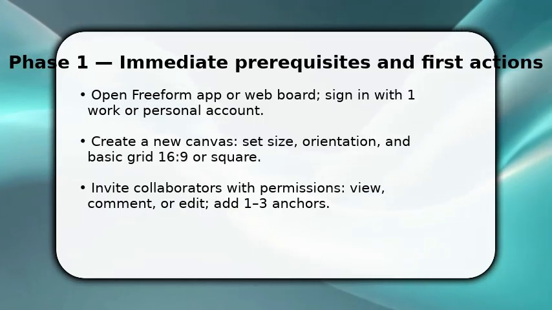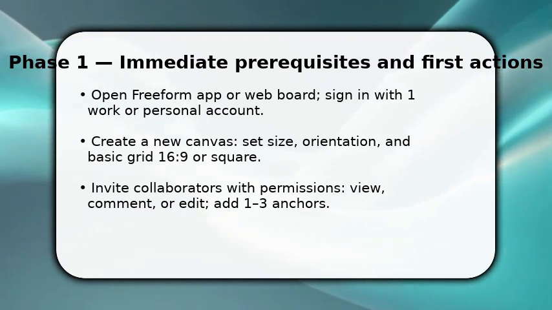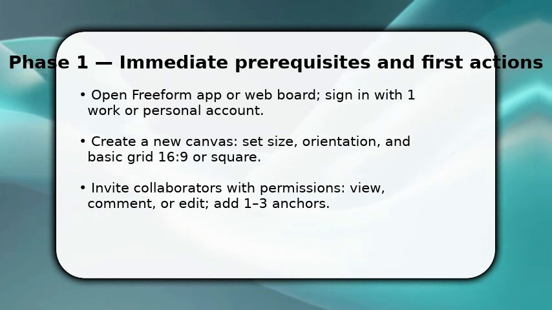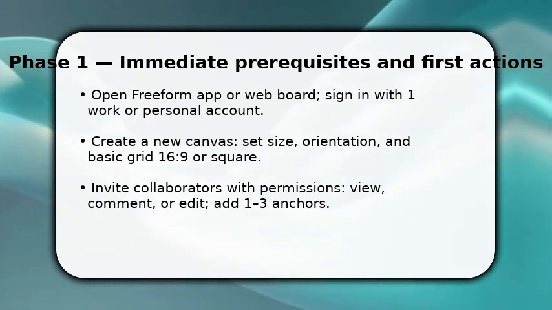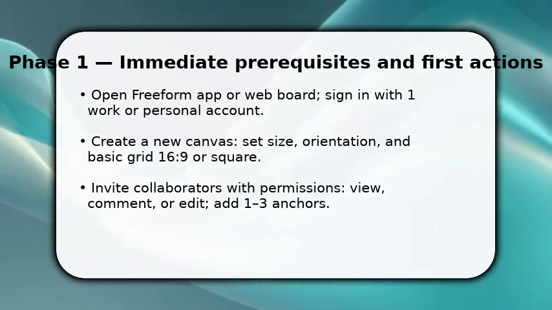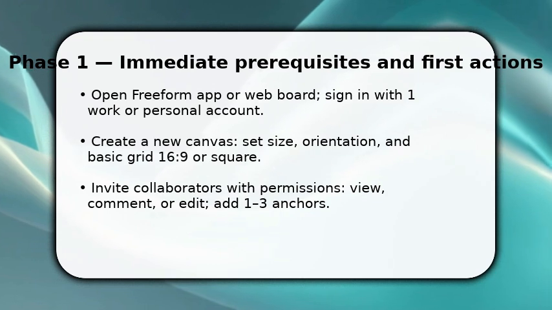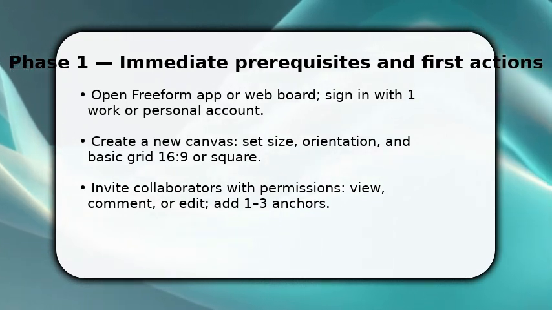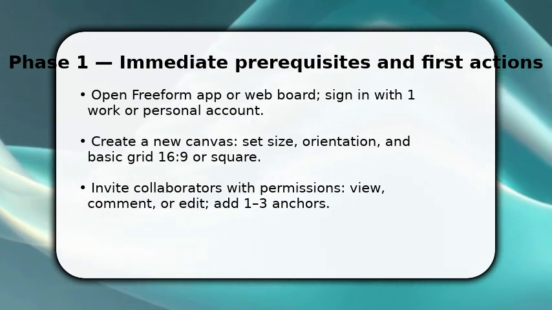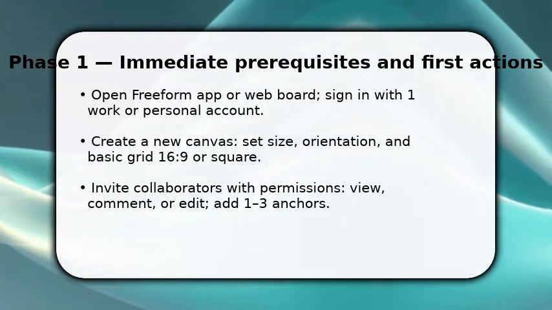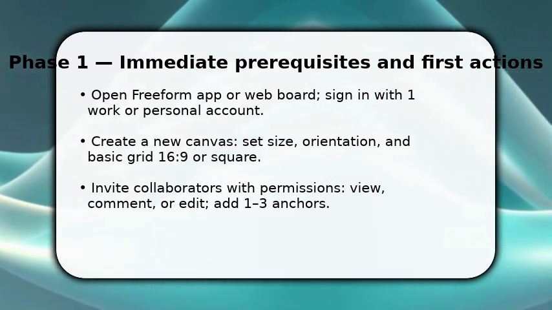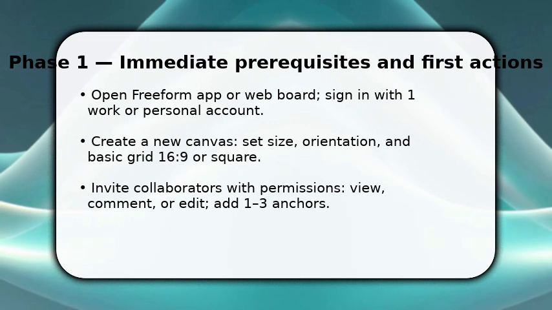You begin by choosing the right canvas and permissions because structure saves time. Sign in, create a new board, and set orientation, 16:9 for presentations, square for mood boards. Next, add a minimal grid and 3 anchor items, title, objective, and deadline. Once done, invite collaborators with specific rights, view, comment, or edit. This prevents chaos. Make sure to name key areas now, because later rework is costly and slows momentum. Start with clarity and keep control.